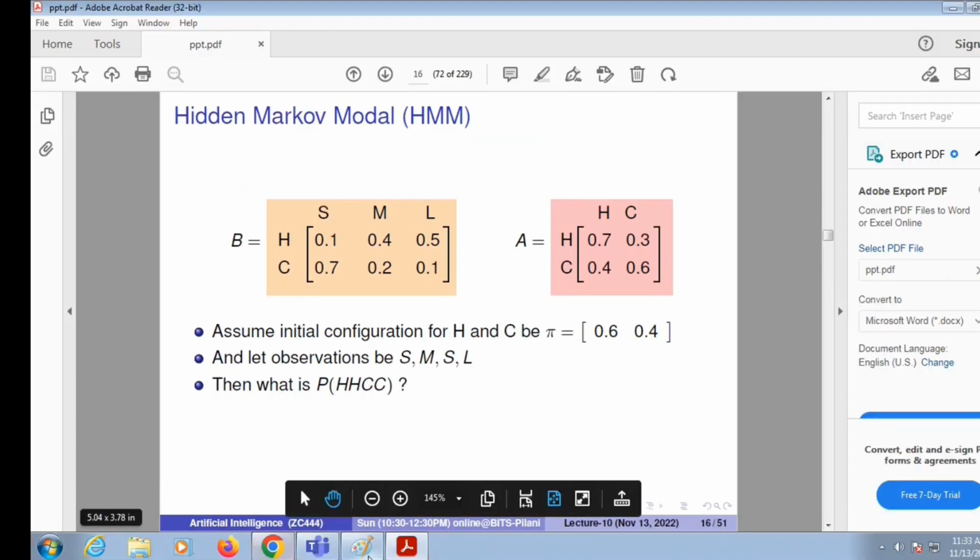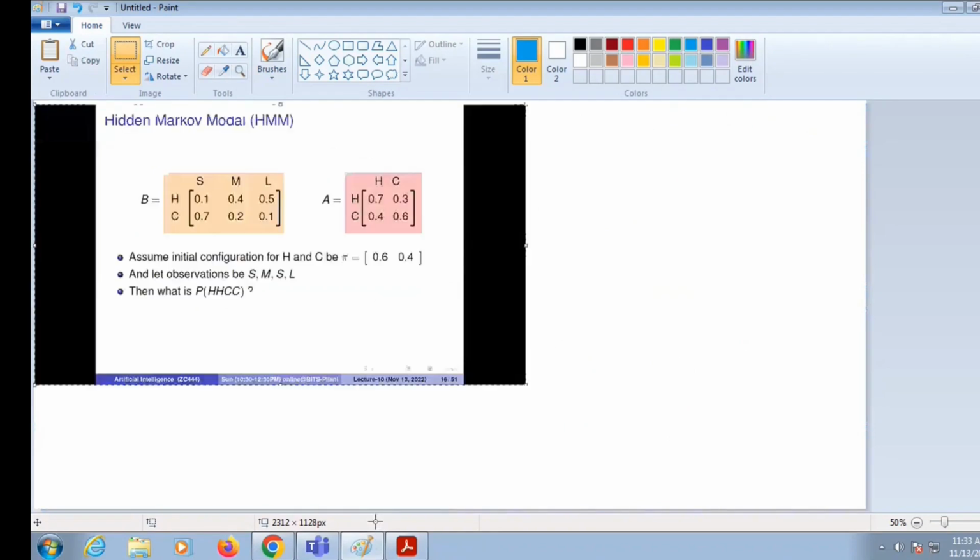I'm going to solve a particular problem. Okay, so this is what the setting is. Let's assume, please focus, that initially I know that on the first day there was a 0.6 probability that it was a hot day. And on the paper I see that it was small coverage, medium coverage, small coverage, and large coverage.